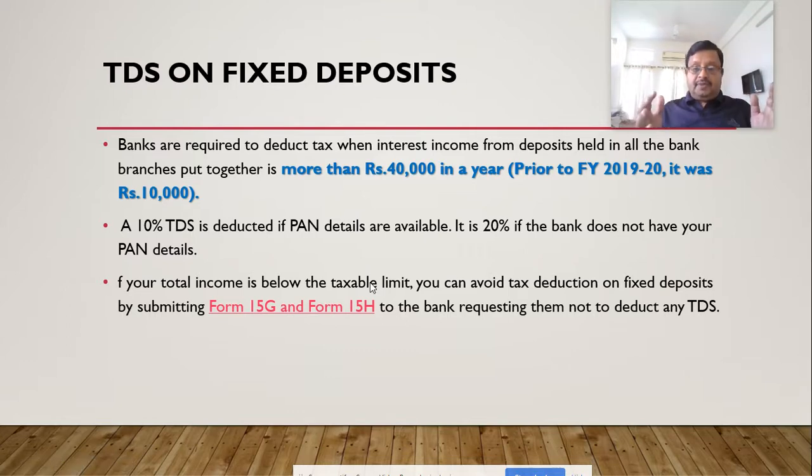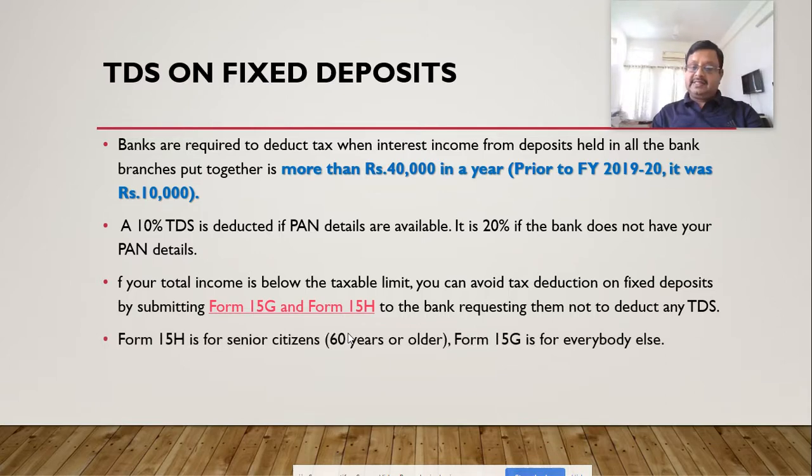Now see, those persons who earn less than the exemption limit can avoid the TDS by submitting Form 15G and 15H to the bank and requesting them not to deduct TDS. But remember, the people who are liable to pay tax, that is, whose income is more than the exemption limit, should not submit 15G or 15H, even if it is insisted by the bank. Please note, 15H is for senior citizens, that is 60 years and older, and 15G for everybody else.